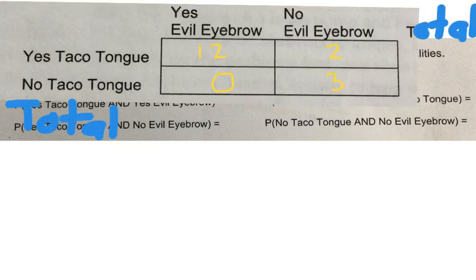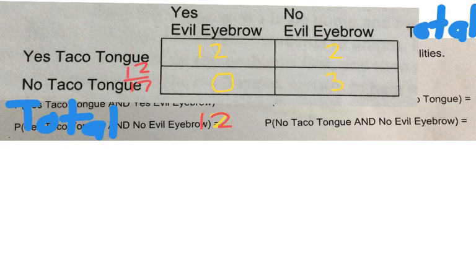Let's start with the first one. If I choose a student randomly from the class, what's the probability that they say yes, they can do the evil eyebrow? Yes for the evil eyebrow was 12 out of 17. Remember, the people that say yes to the evil eyebrow are here in this column.